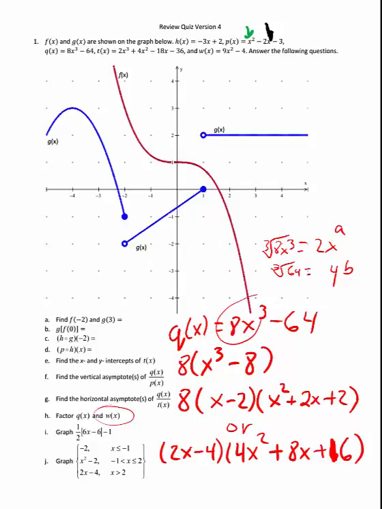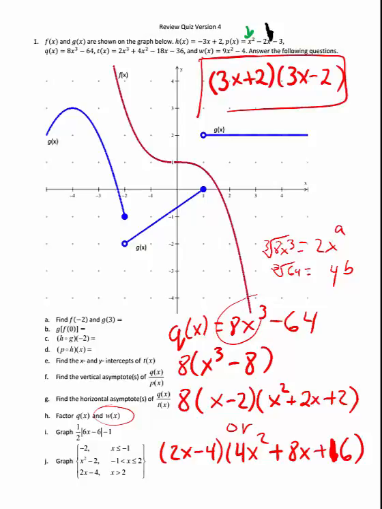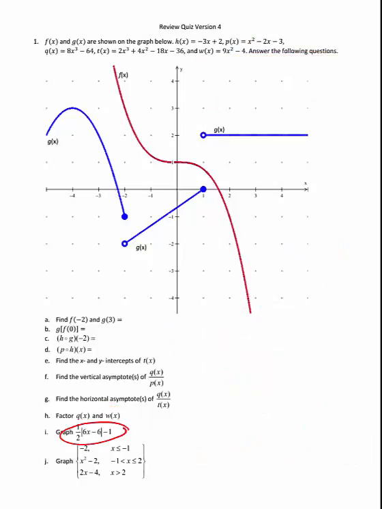And then for w of x, I'll do that up here, we get 3x plus 2 times 3x minus 2. And then lastly, we have our piecewise function. And I call this a piecewise function. It's not really, but we're going to turn it into a piecewise function.